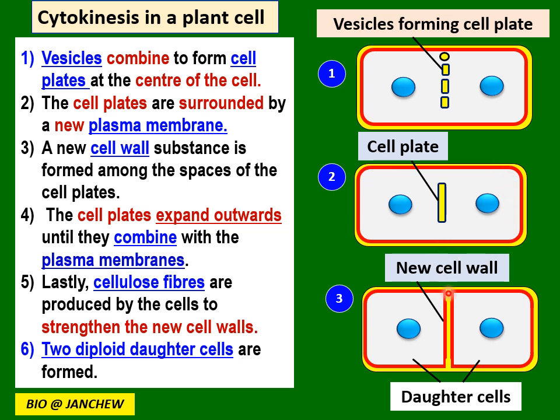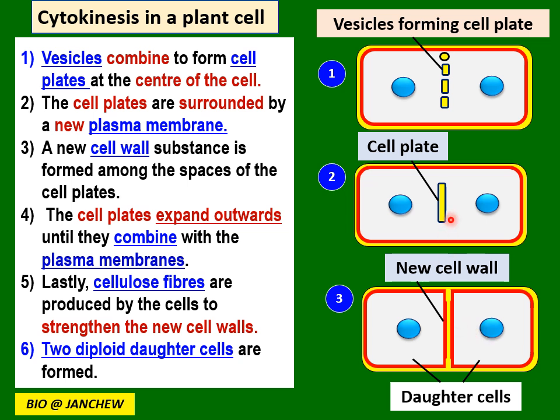Here they have combined with the plasma membrane, and lastly, cellulose fibers are produced by the cells to strengthen the new cell wall here. So the cell plate has developed or become a new cell wall, and in that way, two diploid daughter cells are formed.